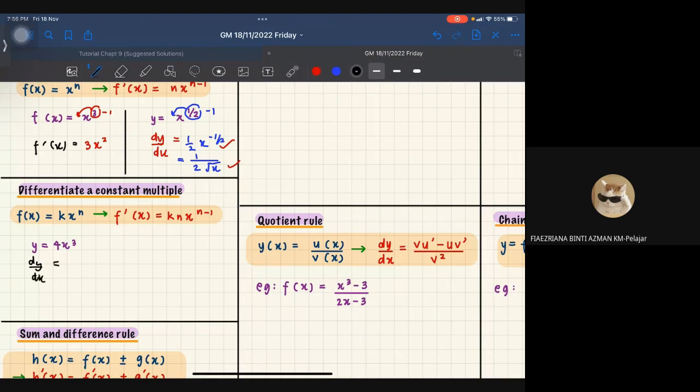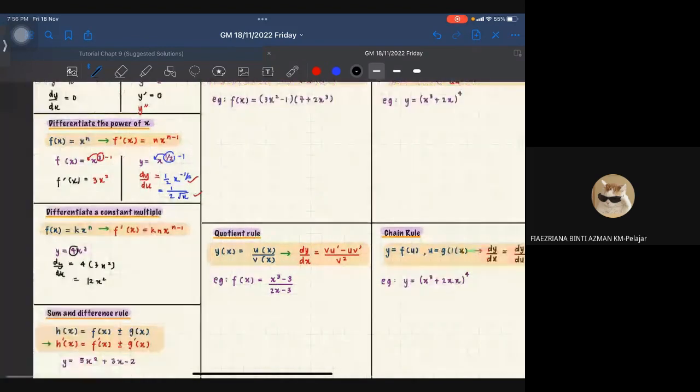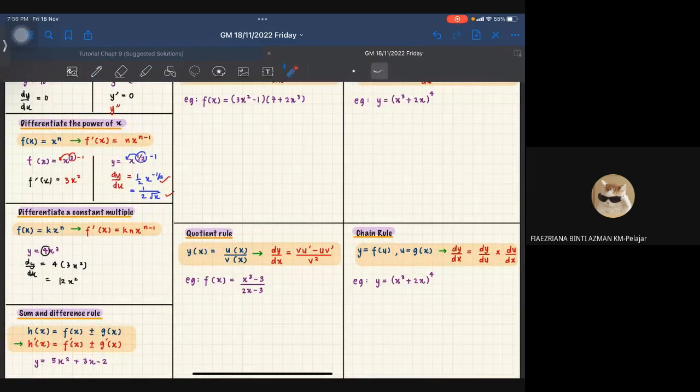Okay, so awak jangan buat apa-apa pada constant yang dekat depan tu. This constant, biarkan sahaja dia dekat depan, jangan kacau. Maksudnya kita salin je balik. Like that. Okay, and then kita ada x kuasa 3. So x kuasa 3 ni, so awak applykan apa yang awak dah buat dekat atas ni tadi. So kita dah ada differentiate x kuasa 3 tadi kan. So just multiply it with 3x square. Okay, so simplify your final answer, you will get 12x square. Simple. Okay, very straightforward.